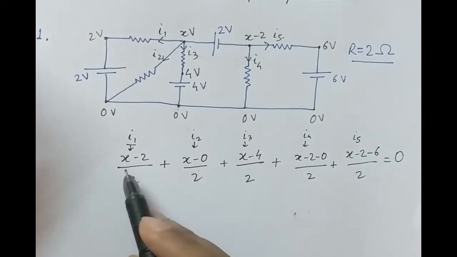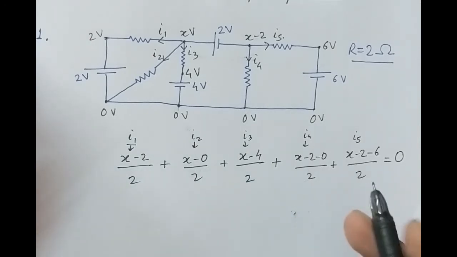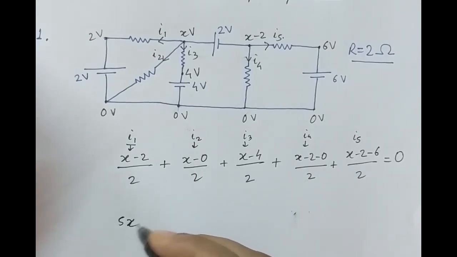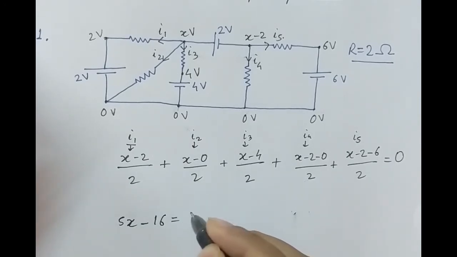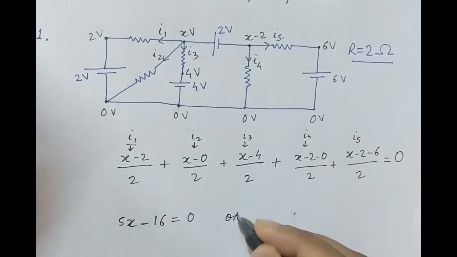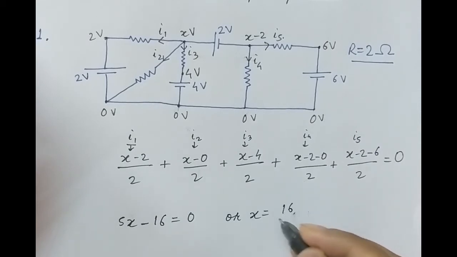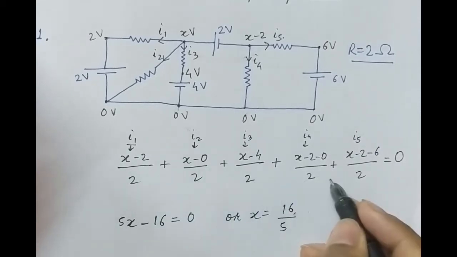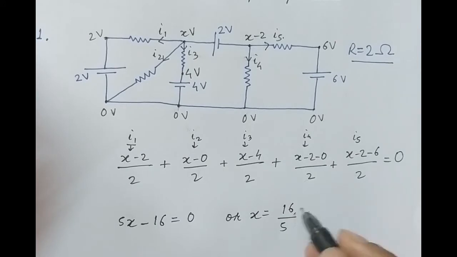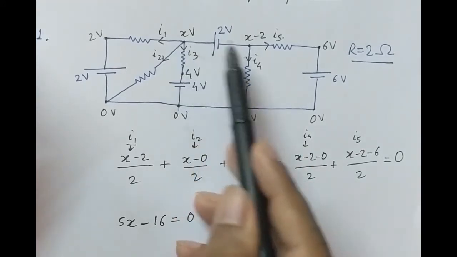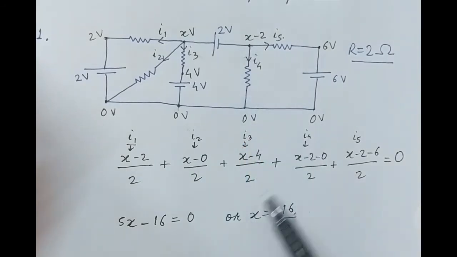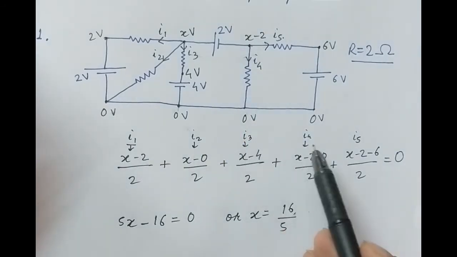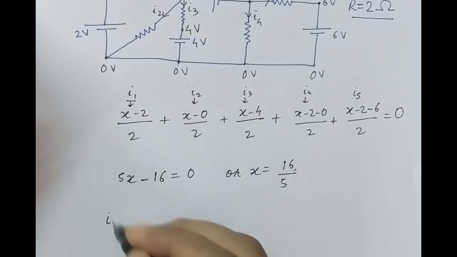So now it is easy to solve. We have 1, 2, 3, 4, 5 x's. So 5x, and if you add these all up, you will be getting minus 16, which should be equal to 0, or x is equal to 16 by 5. I can remove the 2's from here because they all multiply with 0. Now with x equal to 16 by 5, we know the potential of this point. We also know the potential of this point. We can move ahead and find I1, I2, I3, I4, I5 individually.